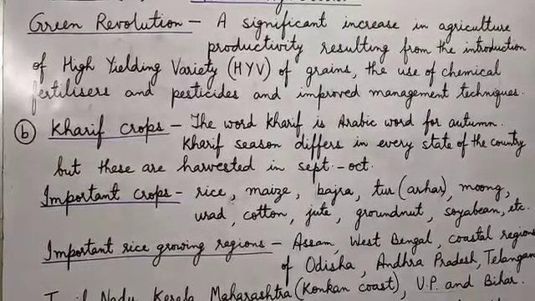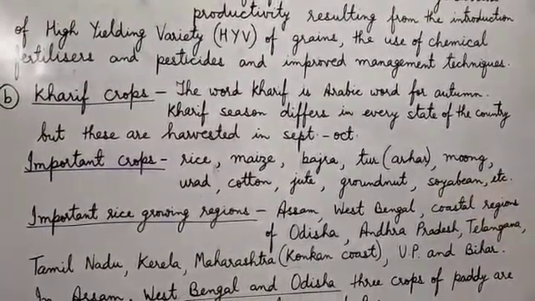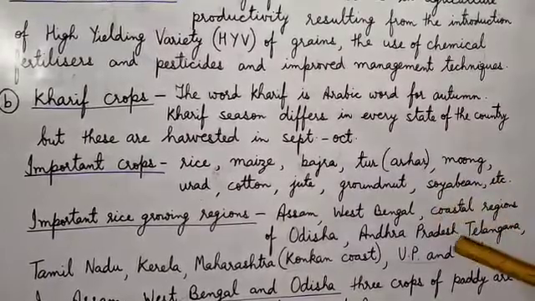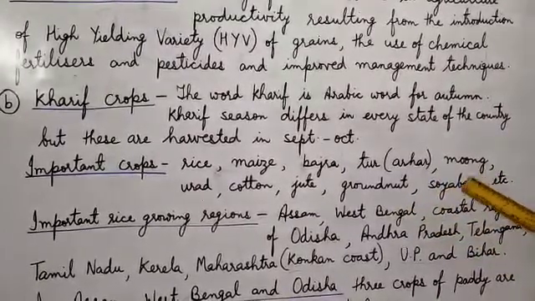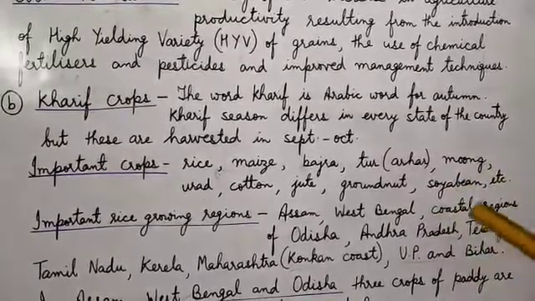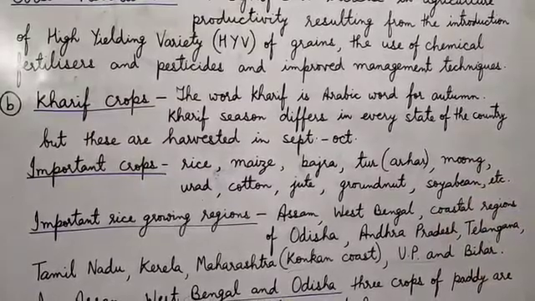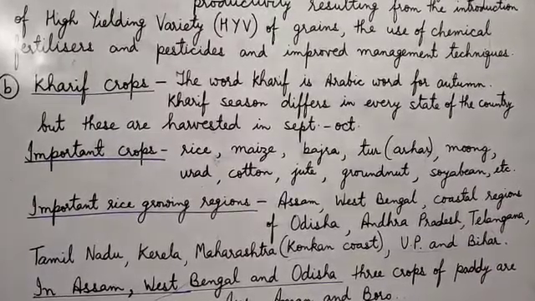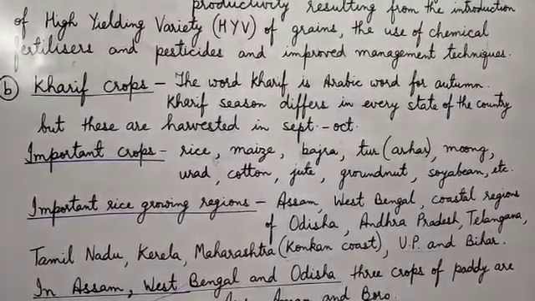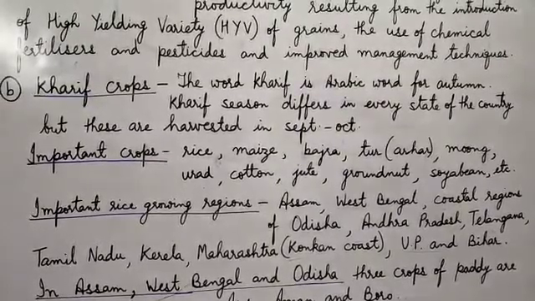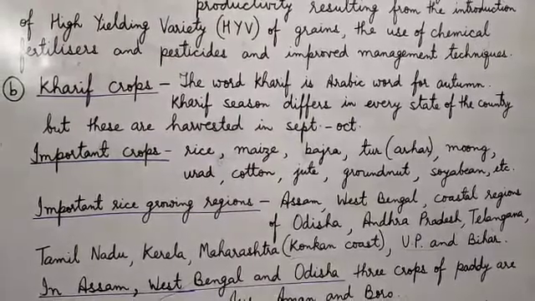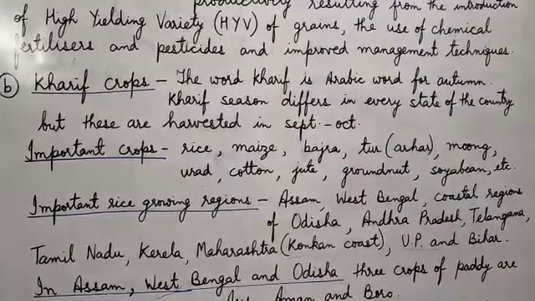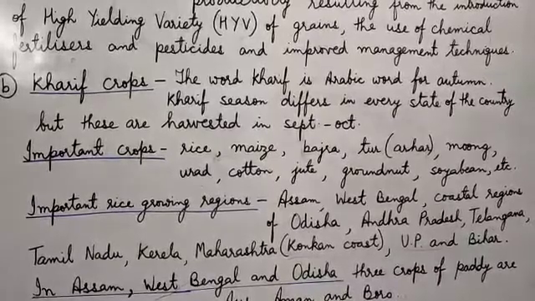Alright. Now, which are the important Kharif crops? The most important Kharif crop is rice, the paddy, along with maize, bajra, tur or arhar, moong and urad, and cotton, jute, groundnut, soybean. Okay, these are important Kharif crops. We also have lots of vegetables, the bitter gourd, the brinjal, ladyfinger, tomato, turmeric. And we have seeds like the groundnut, sugar, and some of the fruits also they grow in this season.